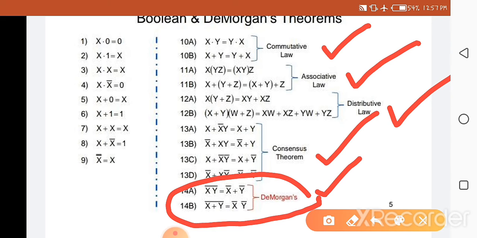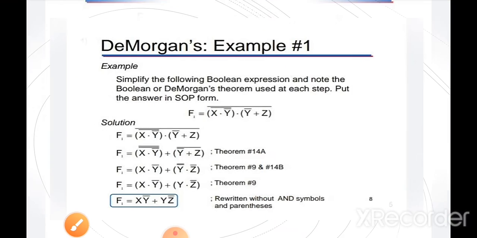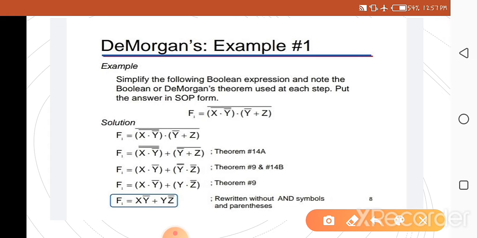In De Morgan theorem, break the line over the bar and change the sign from dot to plus and plus to dot. So in the next slide we discuss De Morgan theorem examples. Here the question is: simplify the Boolean expression and name the Boolean or De Morgan theorem used at each step. Put the answer in sum of product form. The question is f1 is equal to the whole bar of (x dot y bar) whole bar dot (y bar plus z), completely barred.